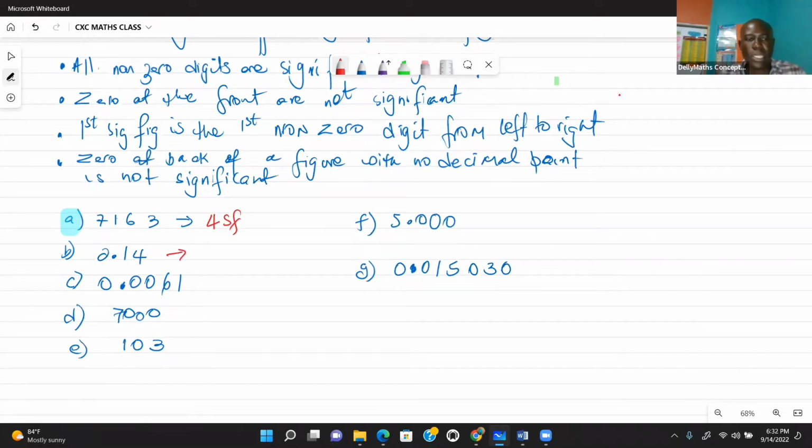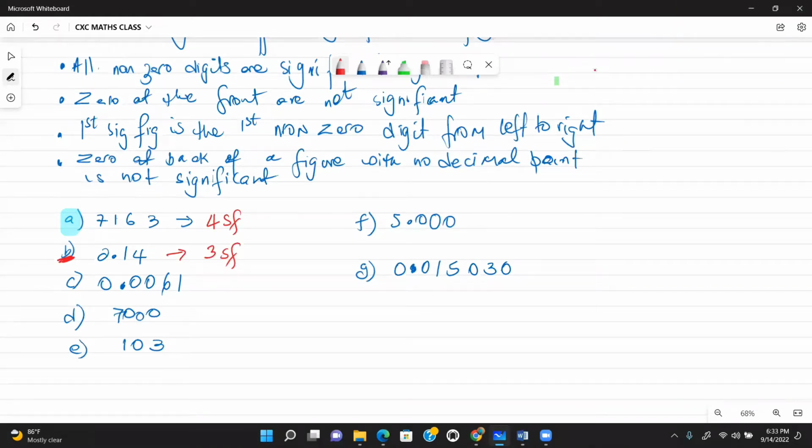Next, the decimal point does not change the idea. So a decimal point is here, but we're still looking at non-zero digits, and they're all non-zero digits. There's a 2, there's a 1, and there's a 4 in this question. Therefore, we would have 1, 2, 3 significant figures. Everybody could see that? We have 3 significant figures right there. Clear? Yes, sir. All right, good.